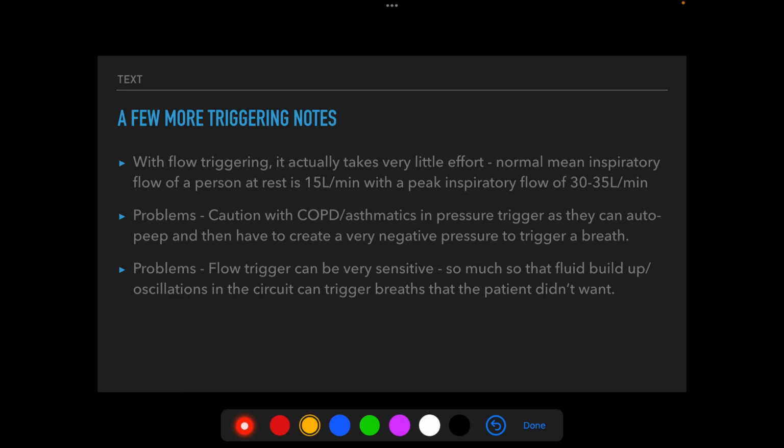A few more triggering notes. Flow triggering actually takes very little effort. Our normal mean inspiratory flow of a person at rest, you and me just breathing right now, is roughly 15 liters per minute. And that peak flow, like at the start of our inspiration, if we just take a nice deep breath right now, we start off breathing pretty fast, and that's actually closer to 30 to 35 liters per minute. And remember, we set our flow trigger somewhere between 1 to 6 liters per minute. So quite a bit less, pretty sensitive.